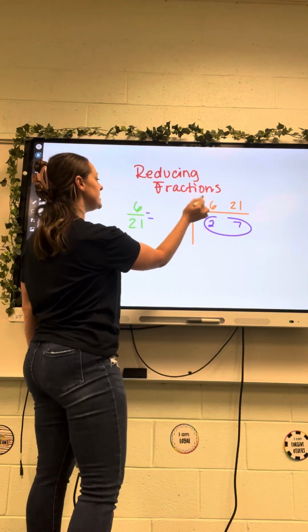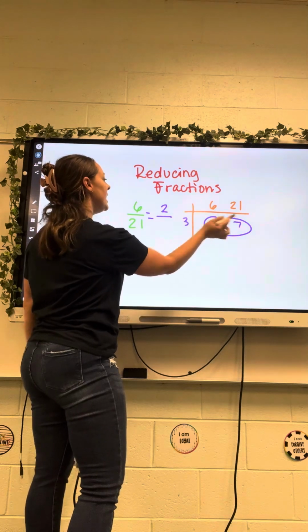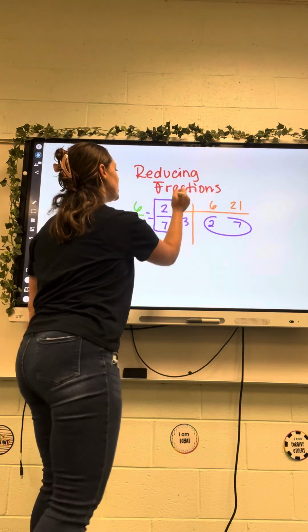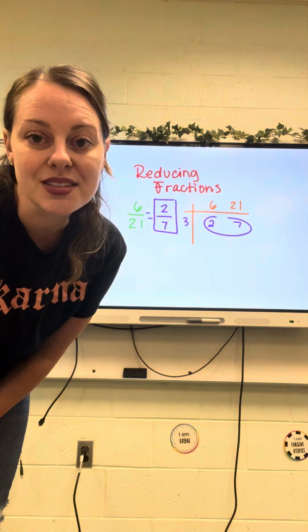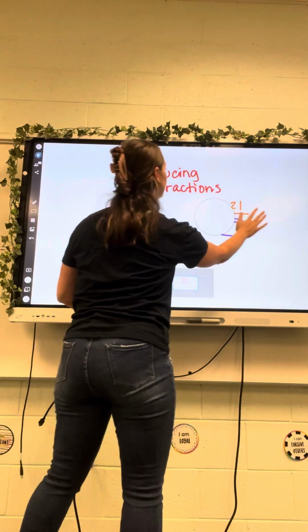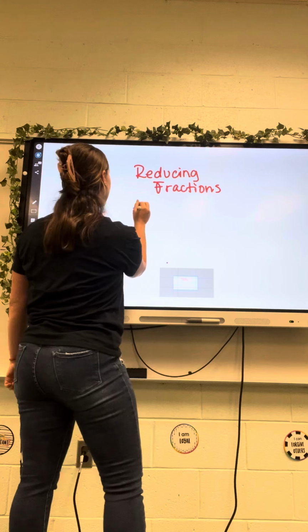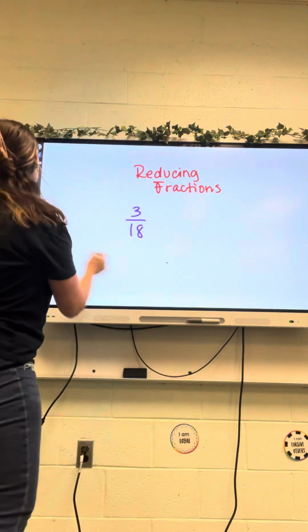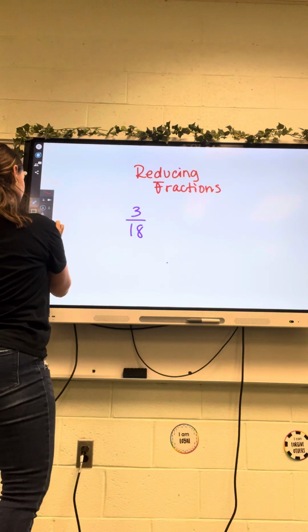So 2 is in the 6 column, so I write it there. And 7 is in the 21 column, so I write it there. Always circle or square in your answer. All right, next problem is 3 over 18. Go ahead and pause and unpause whenever you're ready.